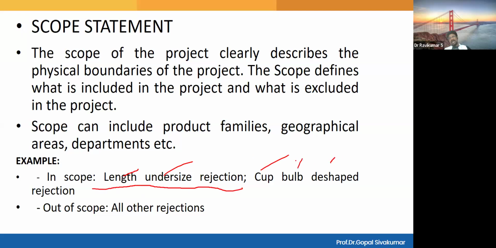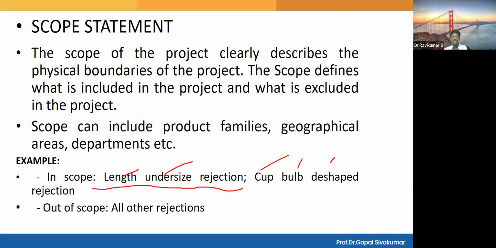Apart from this, there are so many other rejections. Okay, we are least bothered. We are not worried about other things. The only scope which we consider, the only thing which we include in our project is these two rejections. Because these two rejections may be contributing to nearly 80% of the rejections. So we take only these two problems, only these two rejections. We exclude the remaining. We are least bothered about others.